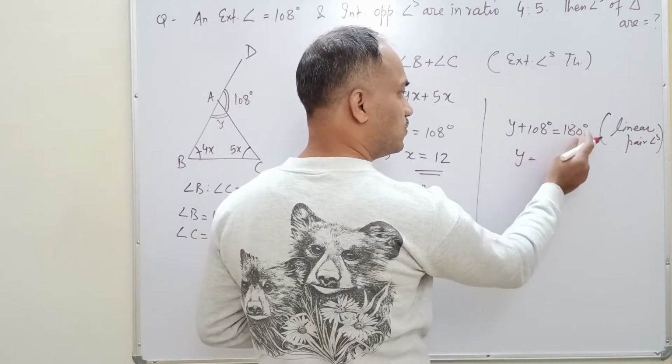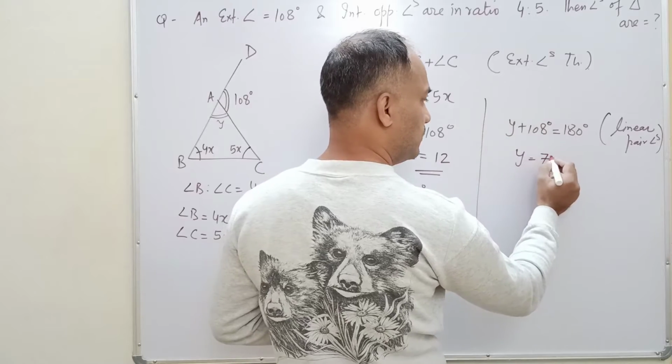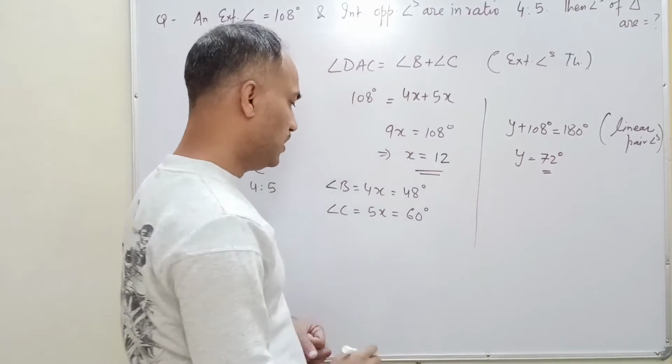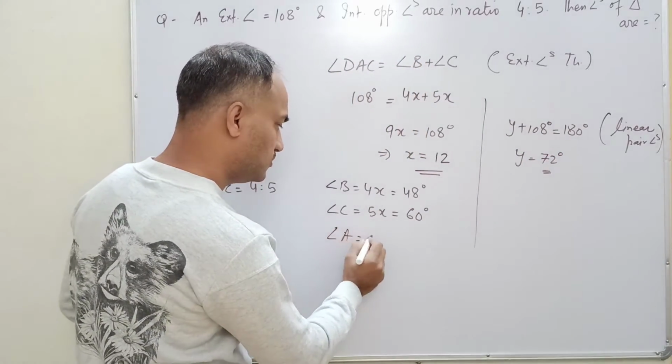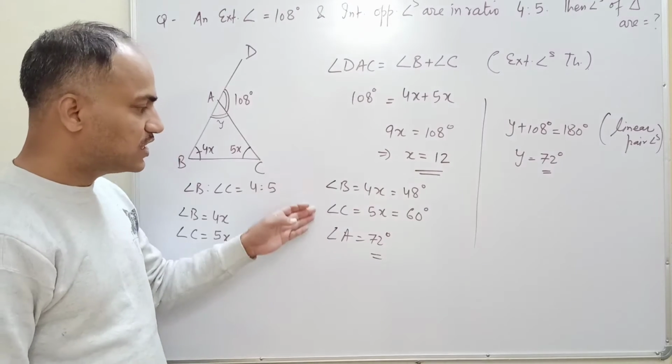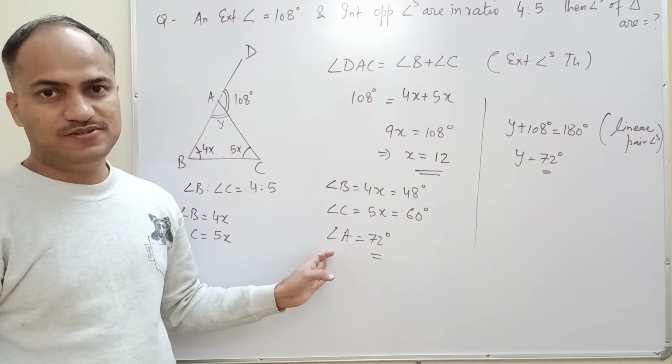So y is equal to 180 minus this, so it will be 72 degrees. Okay, so angle A is 72 degrees. So these are the angles of triangle ABC.